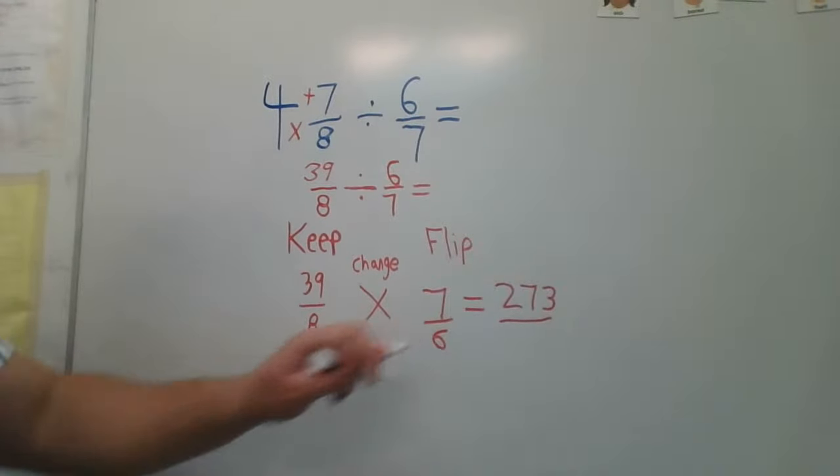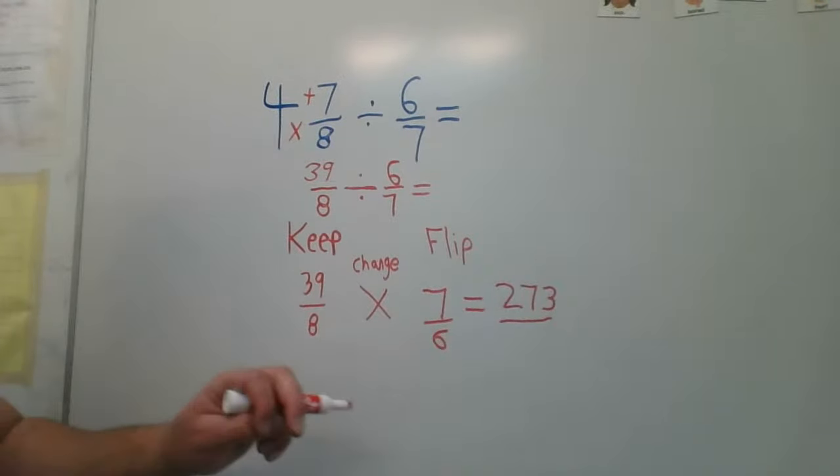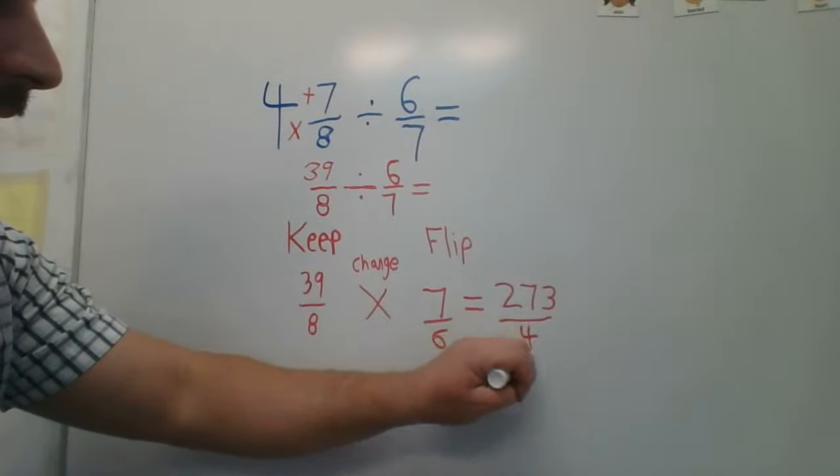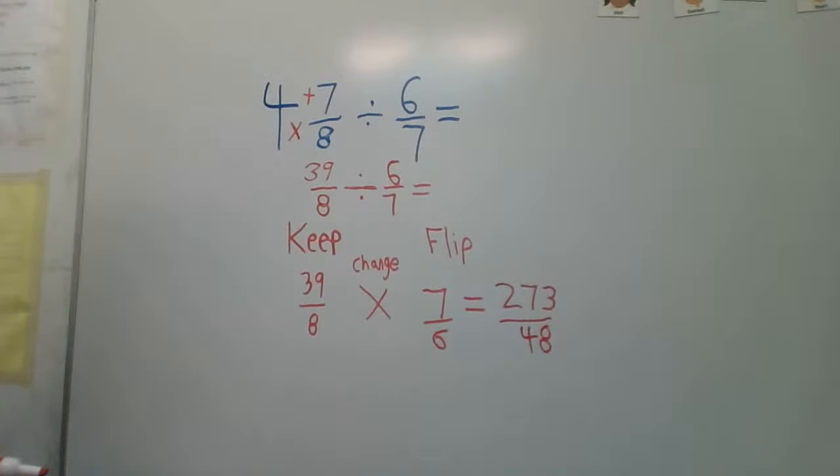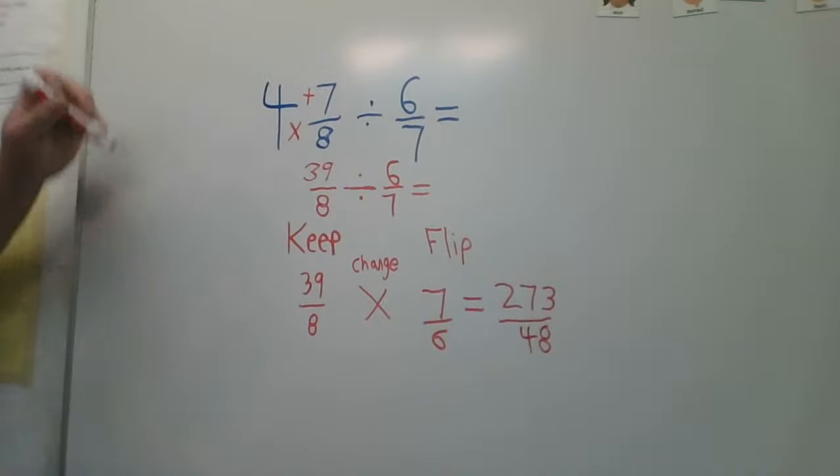Next, we multiply 8 times 6. 8 times 6 equals 48. So 48 is our denominator. And we have 273 48ths. 4 7/8 divided by 6 sevenths equals 273 48ths.